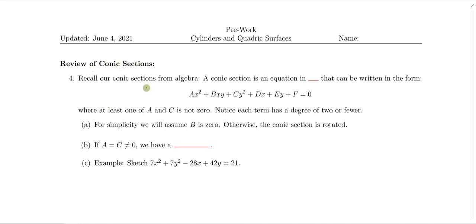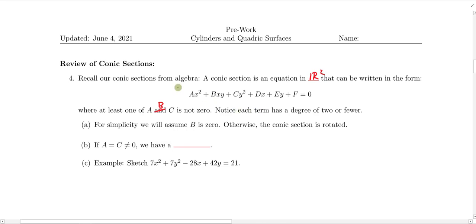So what is a conic section? A conic section is an equation sitting in R2 that can be written in the form ax squared plus bxy plus cy squared, etc. equals 0. And what we need is at least a, and I need to actually correct this, a, b, or c needs to be non-zero for this.